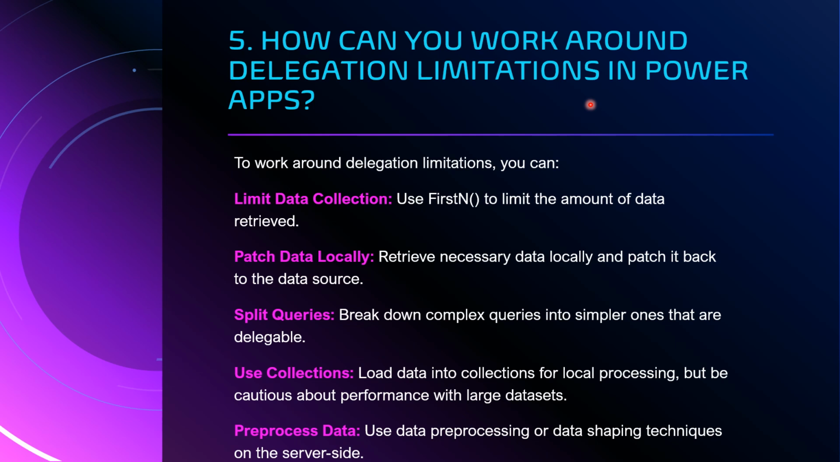How can you work around delegation limitations in Power Apps? To work around the delegation limitations, you can limit the data collection. You can use FirstN to limit the amount of data that is retrieved in the app. Patch data locally: you can retrieve necessary data locally and patch it back to the data source. You can split queries, breaking down complex queries into simpler ones. You can use collections for local processing, but be cautious about the performance with a large data set. You can preprocess the data. You can use data shaping techniques on the server side.